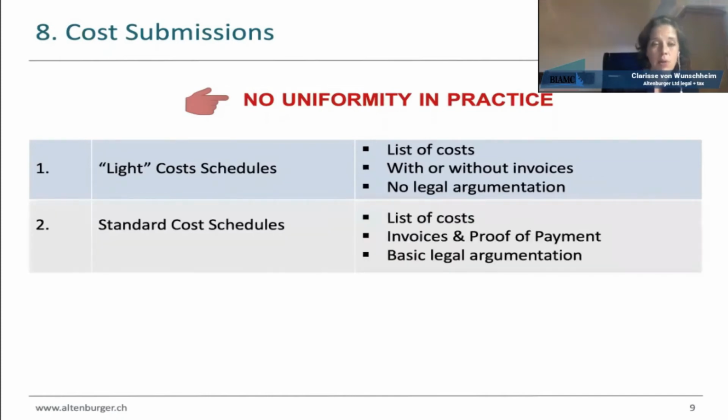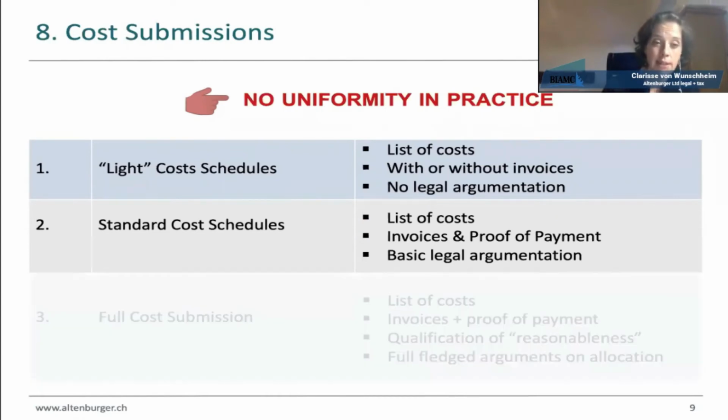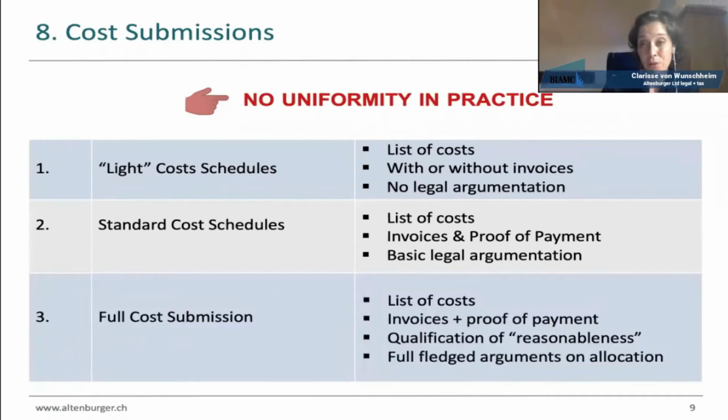The second is what I would call the more standard cost schedule. It's still just a list of costs, but this time with the invoices. And very often, especially if the trust among the parties is affected and also among the lawyers, some of them will require proof of payment. The third way I've seen in practice is what I would call the full cost submission. And here, not only do you provide a list of costs, not only do you provide the invoices in support of this list of costs.